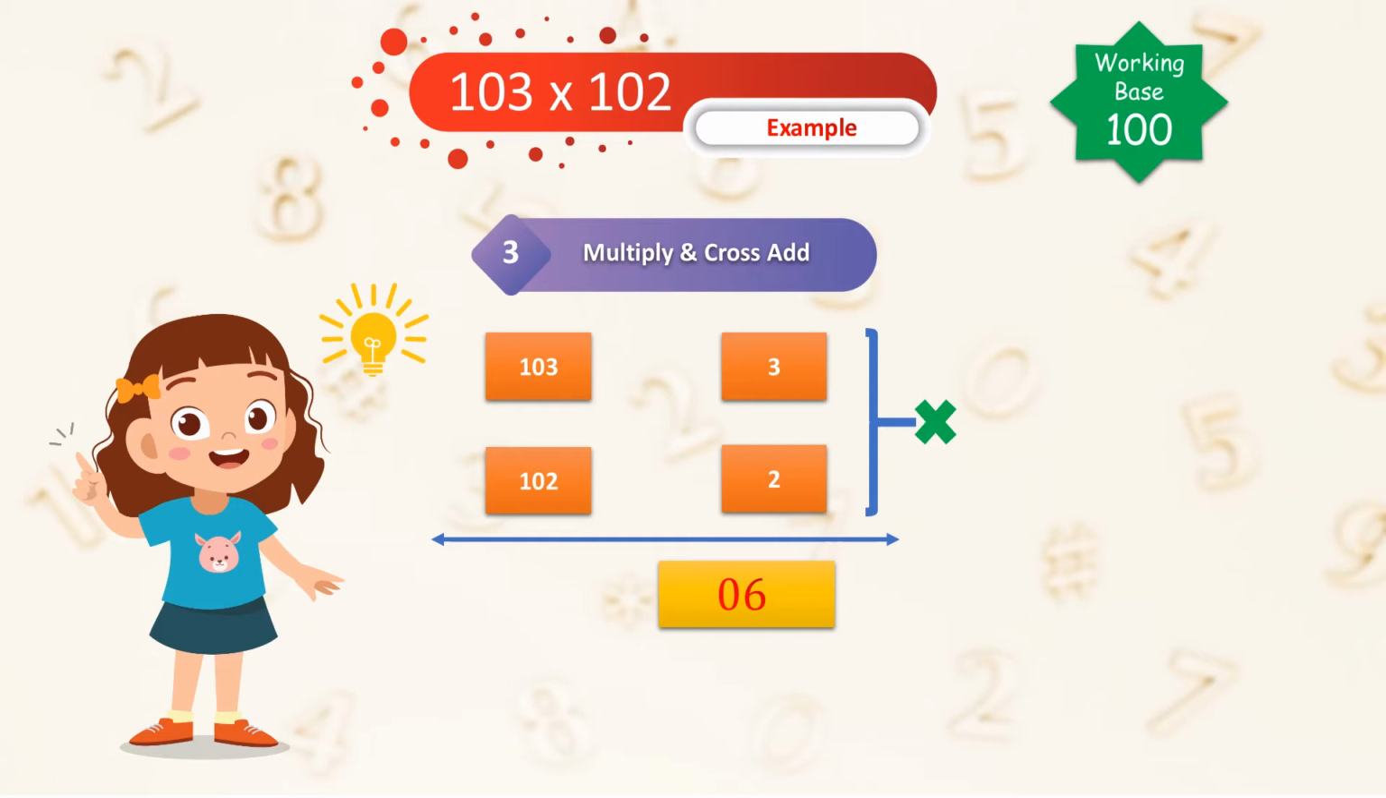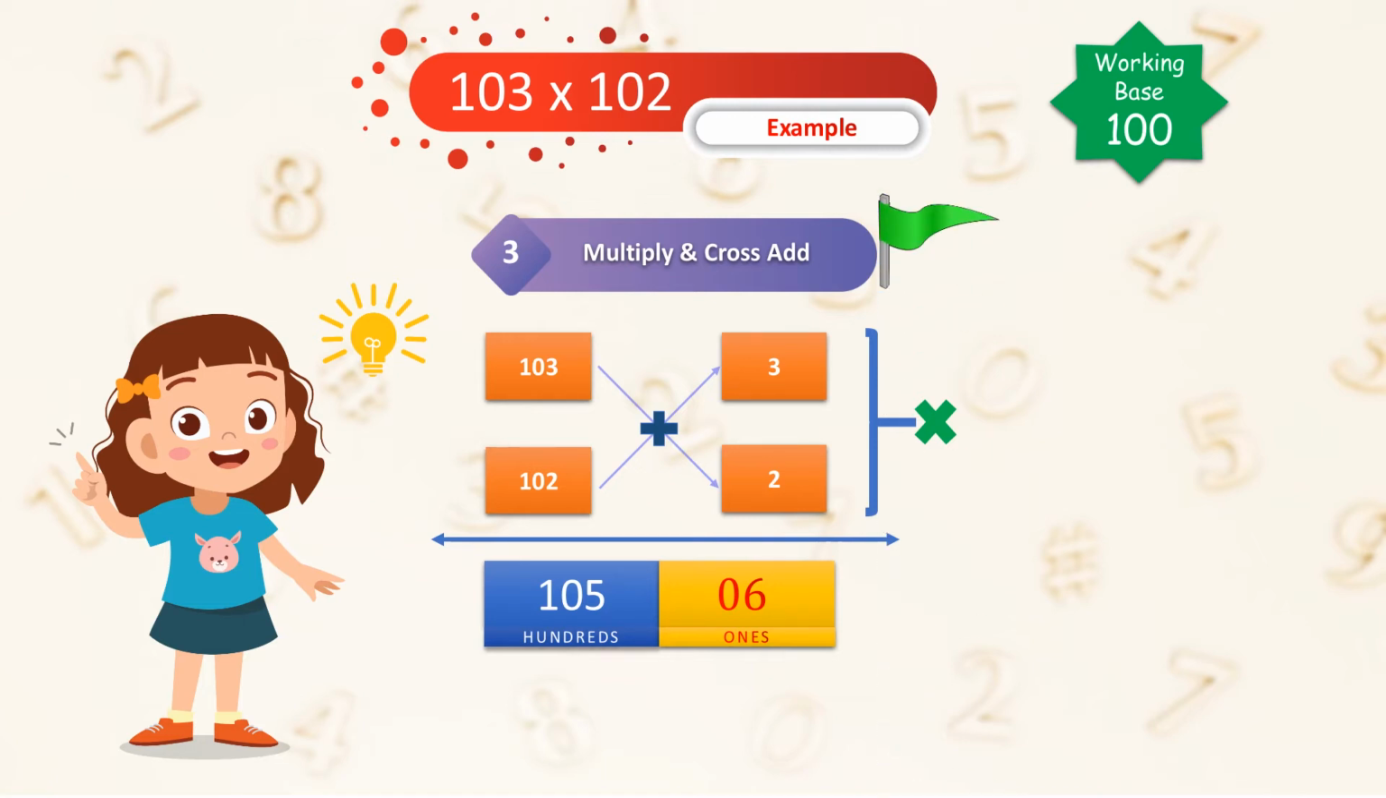You need to make an important note on this particular point. The next part is to cross add. So you can cross add 103 and 2 or 102 and 3. In either of these cases, you get 105. The left part of our answer 105 denotes the number of hundreds in our answer. The right part of our answer denotes the number of ones in our answer. That completes our step 3.